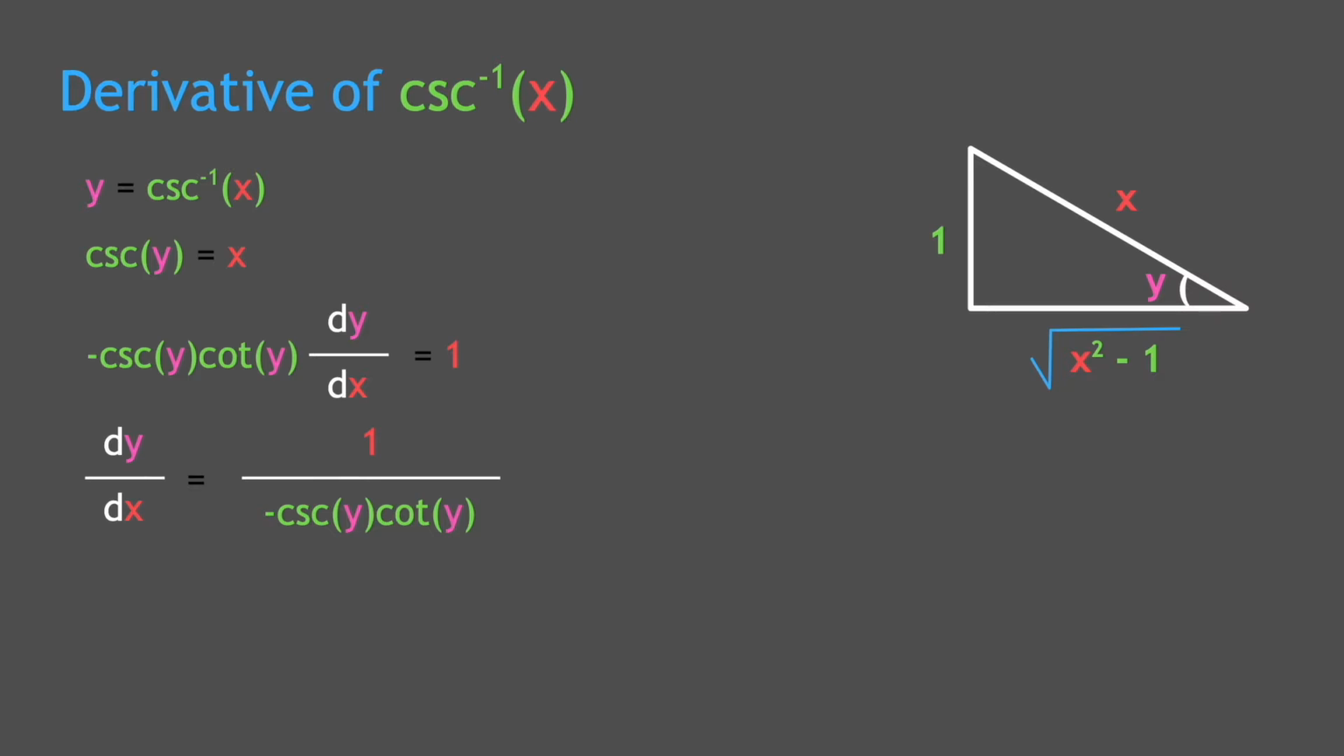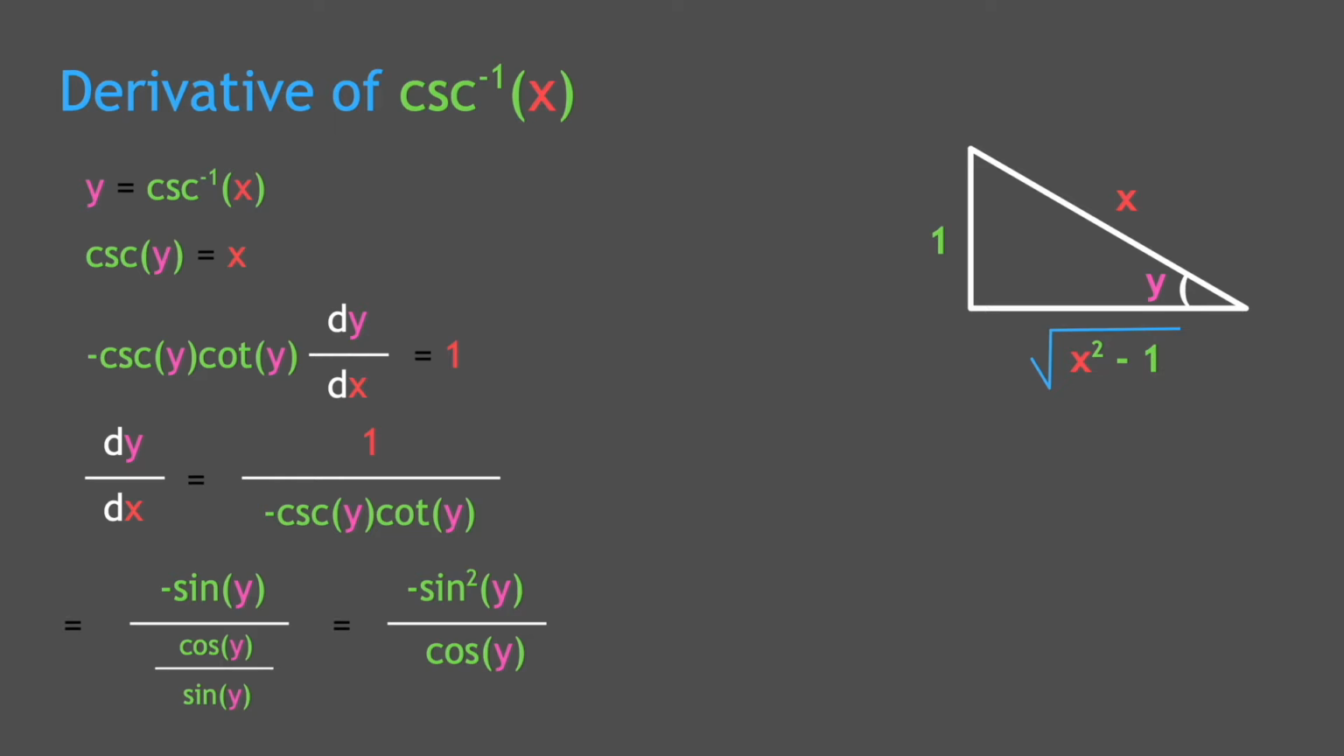We can simplify a little bit and find that 1 over the negative cosecant of y is equal to the negative sine of y, and the cotangent of y is equal to the cosine of y divided by the sine of y. And simplifying even further, we get that dy over dx is equal to negative sine squared of y divided by cosine of y.